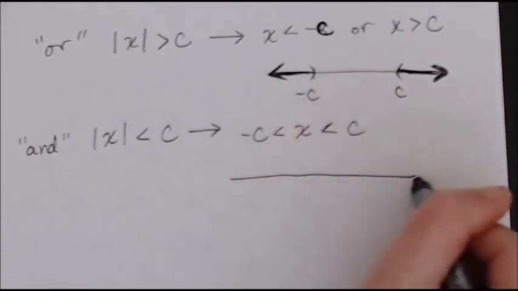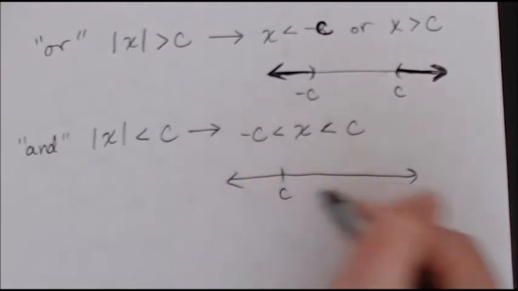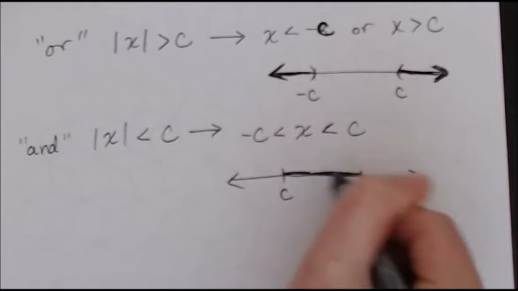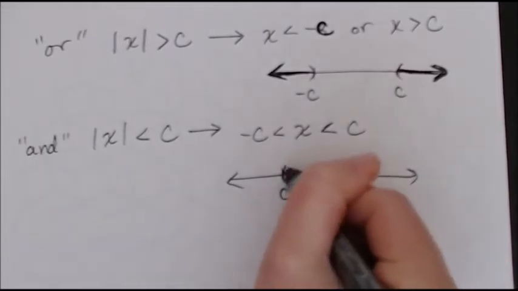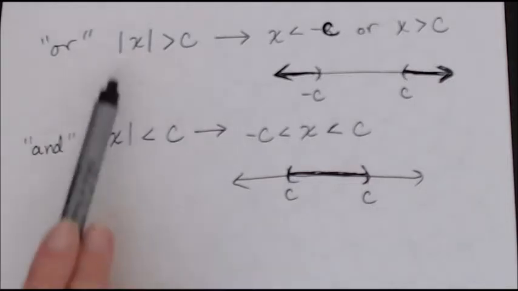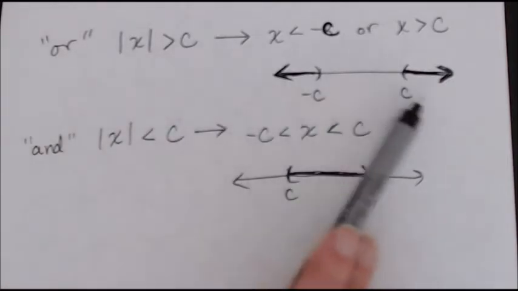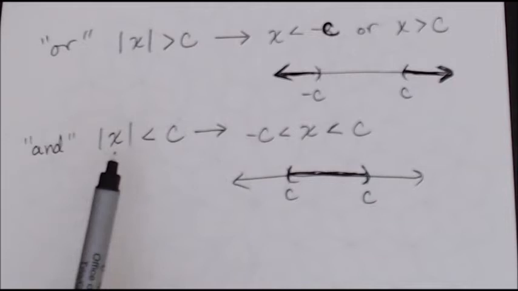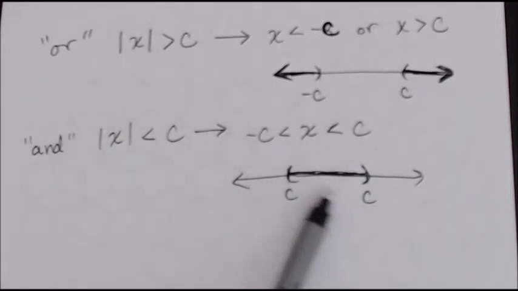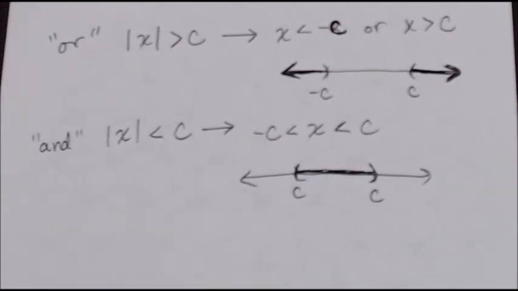So what would this look like on a number line? So if we had negative c here, positive c here, we'd be talking about everything in between the two. So just study that for a second and make sure you know these cases. So you're either going to have a greater than case where they're going to be going in opposite directions, or the less than case, the and case, where they're going to be going together as a compound inequality. So let's take a look at example 4. Example 4 is an example of what we're talking about.